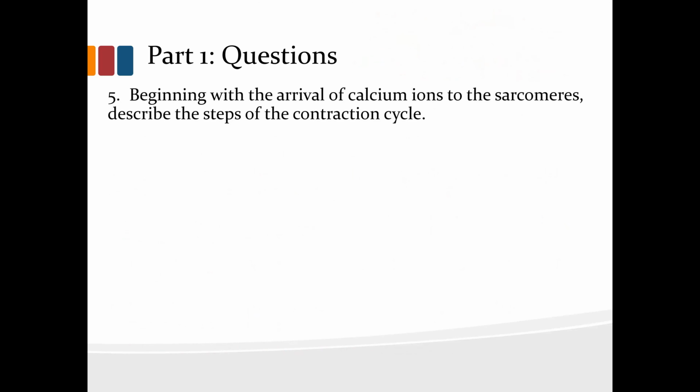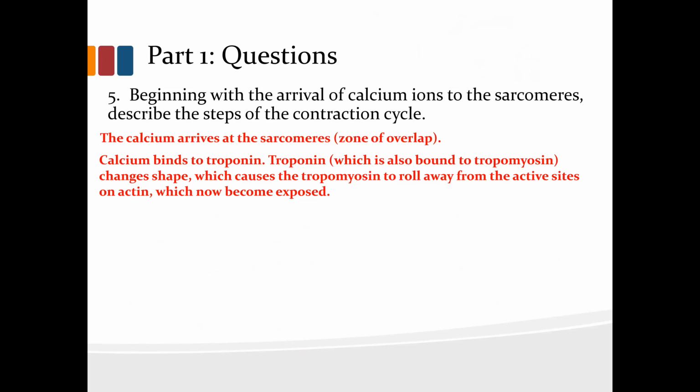Beginning with the arrival of calcium ions to the sarcomeres, describe the steps of the contraction cycle. So the calcium that was released from the SR arrives at the sarcomeres, and it arrives at the zone of overlap where you have thick filaments and thin filaments together. Calcium binds to a molecule called troponin. Troponin, which is also bound to tropomyosin, changes shape after calcium binds to it. This causes the tropomyosin to roll away from the active sites on actin, which now become exposed.